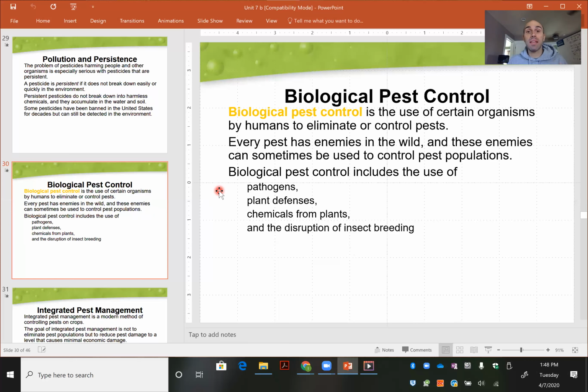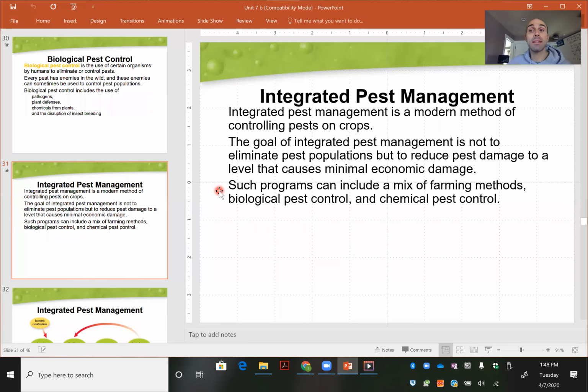These are all things that can control pests. So I don't want you to just think we're always spraying. There are other ways to control them, along with this thing called integrated pest management, or IPM. Integrated pest management is a modern method of controlling pests.